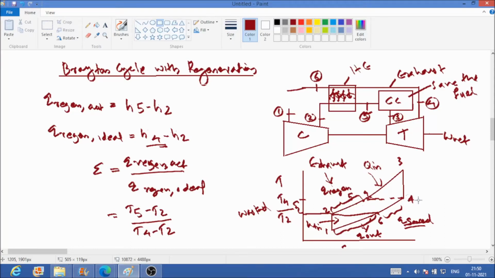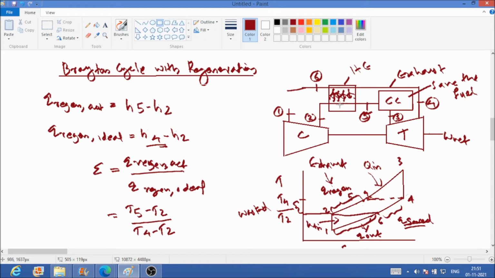Looking at this temperature T4, that is the temperature of air exiting the turbine, we know that this is at higher temperature than this T2, the air coming out from this compressor. Now this energy can be used to preheat this air exiting this compressor by using a heat exchanger. So this is called a recuperator or regenerator, or just heat exchanger.